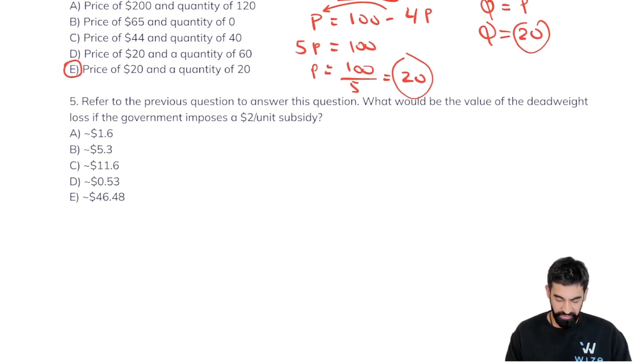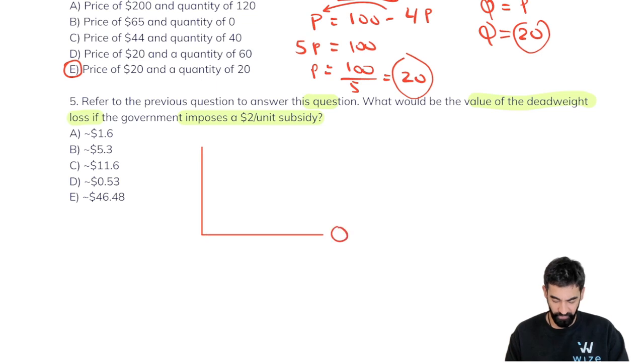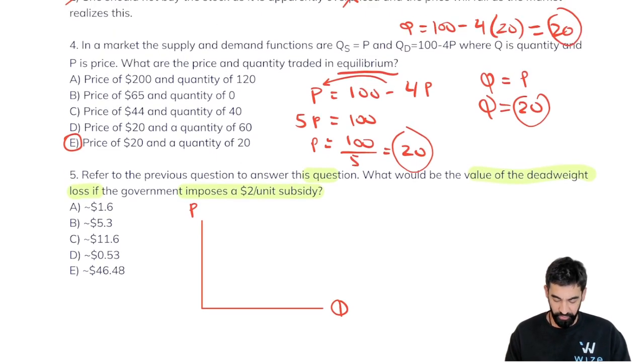Part 5 says, refer to the previous question to answer this question. What would be the value of the deadweight loss if the government imposes a $2 per unit subsidy? So if they make a $2 per unit subsidy, there are 2 ways you can solve. First thing is always draw a graph out. And what does the supply curve look like? It's just QS equals P.